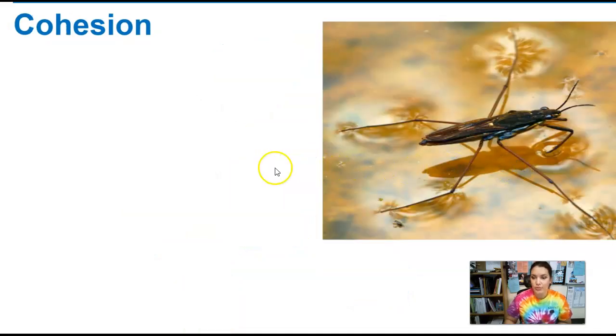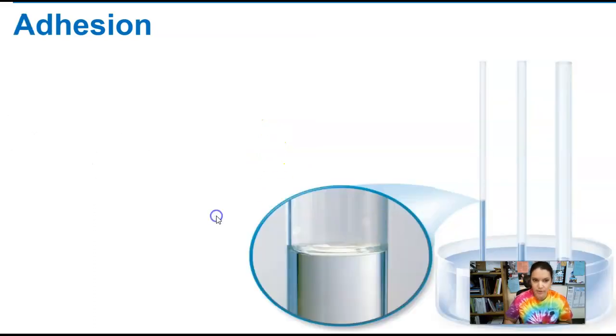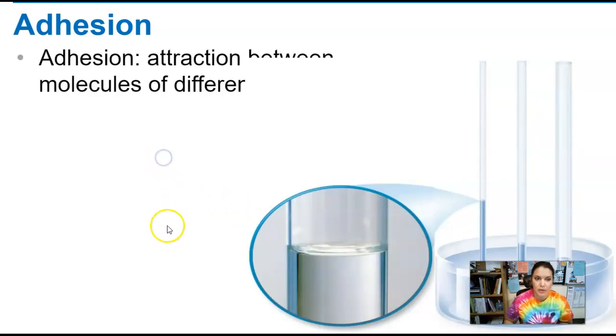All right, and the reason that animals like these little water gliders can float across the surface of the water is because of a word called cohesion, and that is because water is a special molecule. Cohesion is the attraction between molecules of the same substance. Okay, you'll see surface tension really here is what this is showing you. Okay, and adhesion is the attraction between molecules of different substances.